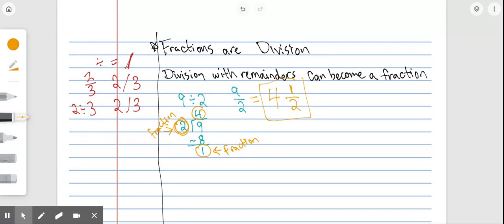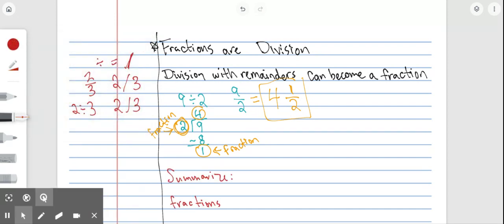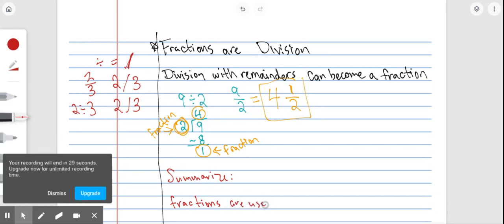Okay, so far let's summarize. Fractions we learned today can be written a lot of different ways, and they can represent a lot of different portions. So fractions are used for mixed numbers, for improper fractions, and they're used for remainders. Okay, fractions are used to represent a lot of different things. All right.